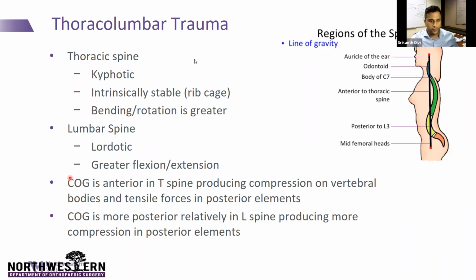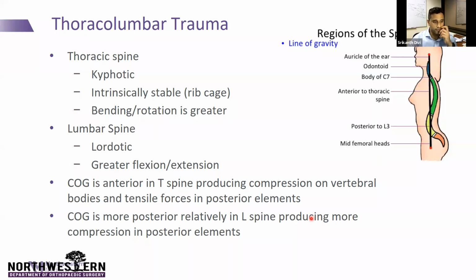Let me change this window over here. This is a good picture to illustrate what happens in different areas of the spine. For a balanced spine, you have head over pelvis, so the external auditory meatus over the femoral heads in the sagittal view. The thoracic spine is kyphotic, so you get compression across the anterior column and tensile forces, distraction, across the posterior column. When you load a lumbar spine, because of lordosis, you get tensile forces in the anterior column and compressive forces in the posterior column.